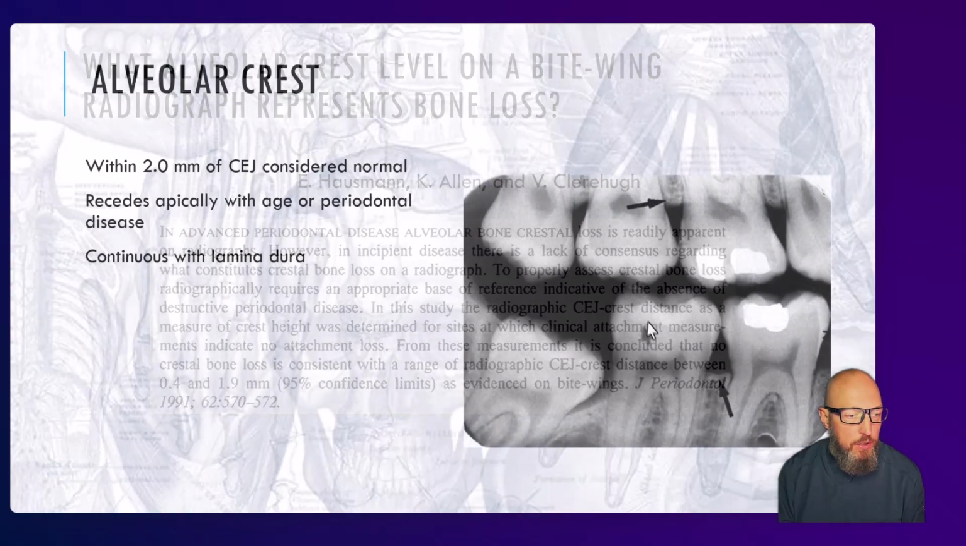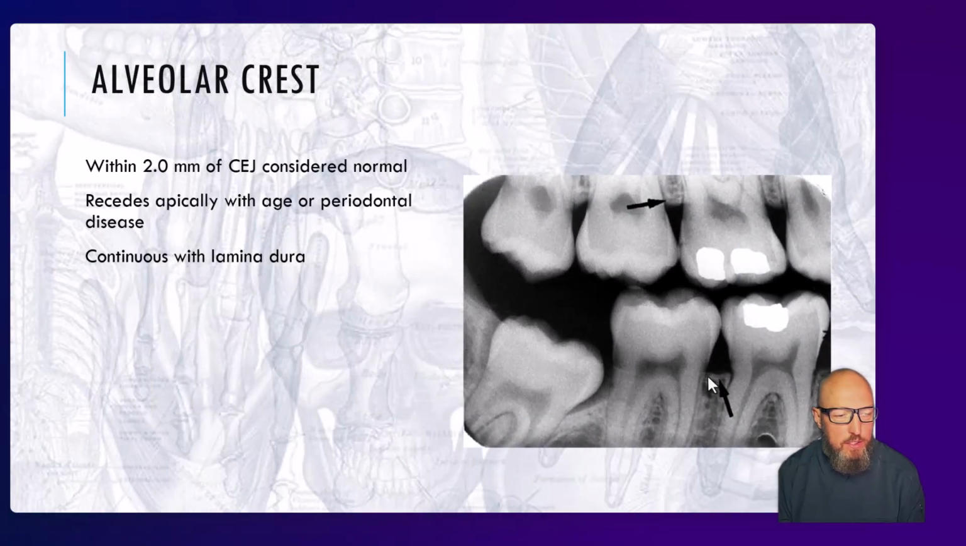And also continuity matters. See how this is continuous here and it angles with the lamina dura? When you very first start to see periodontal bone loss, that angle just starts to resorb away. And so look for that. That could be an initial sign of periodontal bone loss. But if the bone level is way down here, then you know you have pretty severe periodontal bone loss.